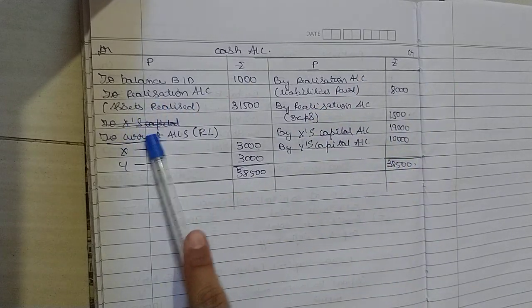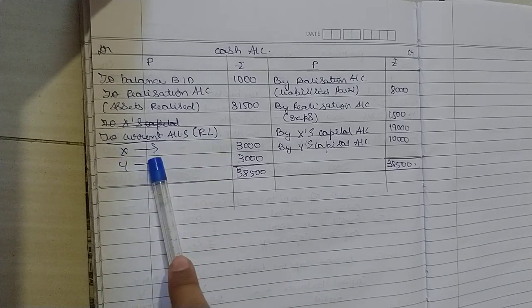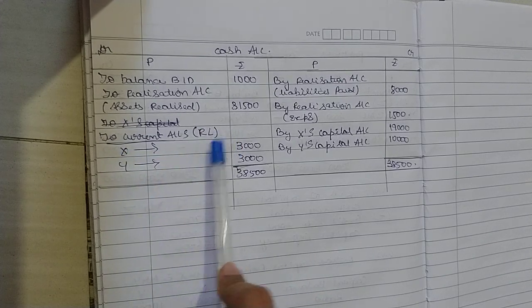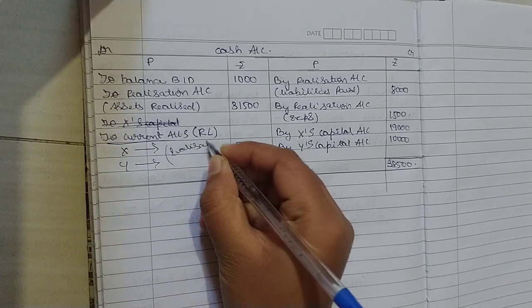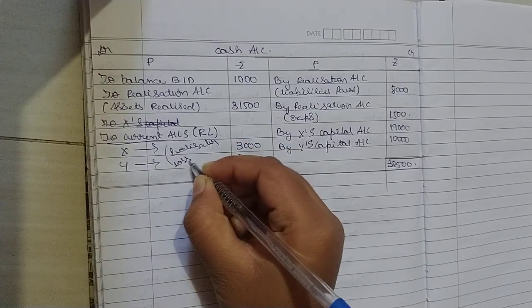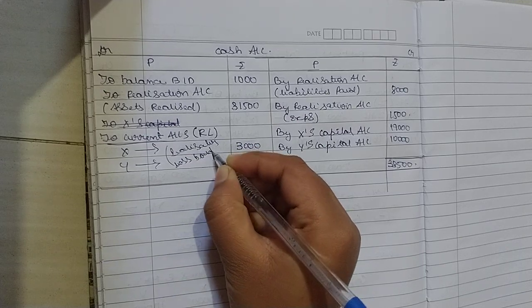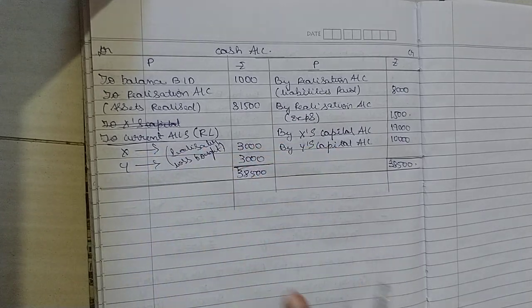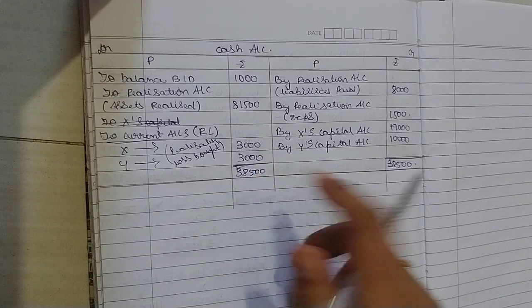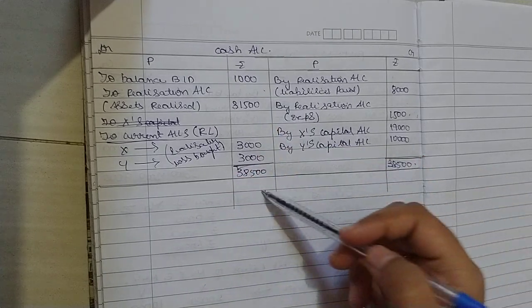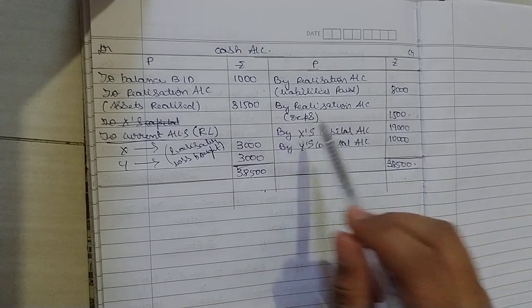Next, it is the two current accounts, X and Y. Realization loss brought in by X and Y. What is this? Realization loss brought in by whom? X and Y in their current accounts. We have made it, and if you cross-check you will come to know this. So 3,000 and 3,000. If you take the total of the cash account and it is tallying, that means your problem is right.